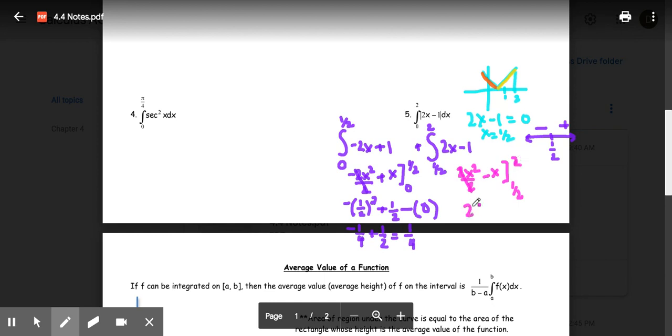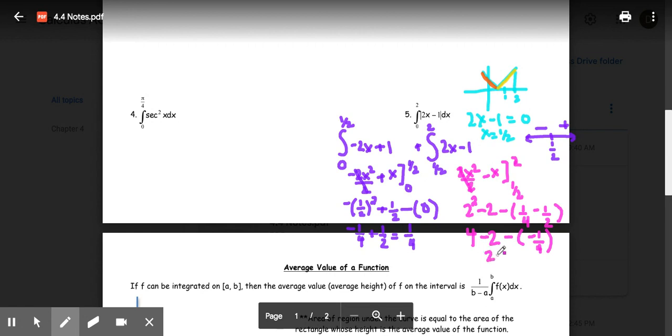Take the top bound, plug it in. So you get 2 squared minus 2. Then minus, take the bottom bound and plug it in. So I'm taking a half and plugging in. 1/2 squared, I'm going to write it right now as 1/4, right? 1/2, plug it in here, squared is 1/4 minus a half. So this is going to be 4 minus 2, and then minus what's in here. 1/4 minus a half is negative a quarter.